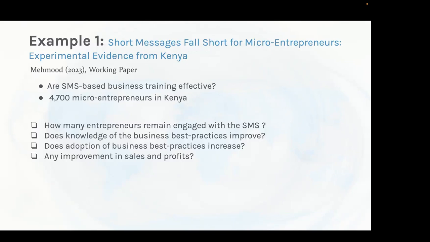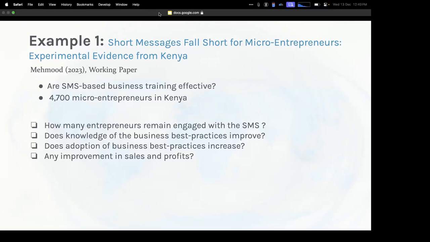Basically, the researcher tries to ask how effective SMS-based business training is for the entrepreneurs in Kenya. He sent out an SMS message to about 4,700 micro entrepreneurs in Kenya and ran an RCT to test how effective it is.